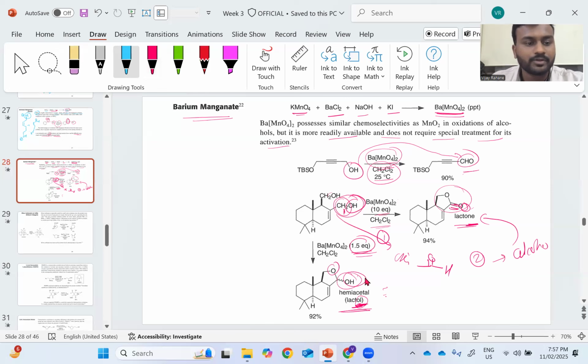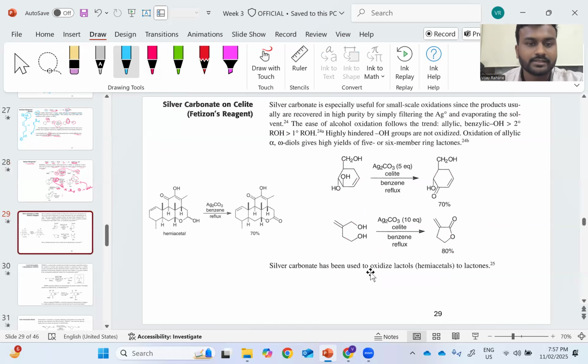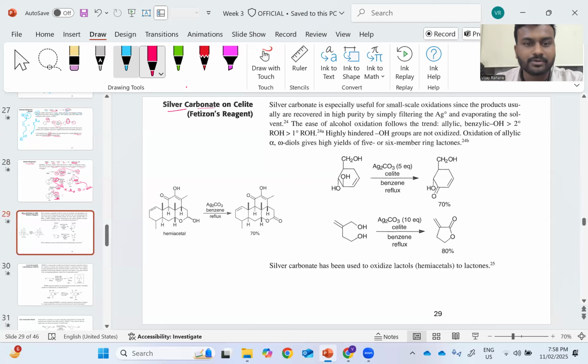And if we move to some other oxidizing agent, like the one the professor has already taught in lecture 15, that is silver carbonate on Celite, that is Fétizon's reagent. This Fétizon's reagent is Ag2CO3 on Celite, and in benzene solvent, you can ignore that, instead of benzene we can use toluene, in reflux condition.